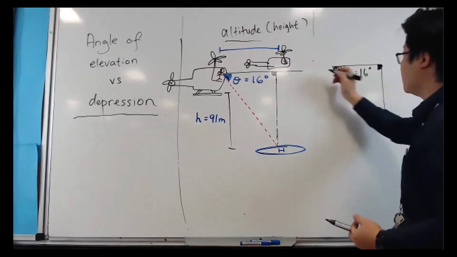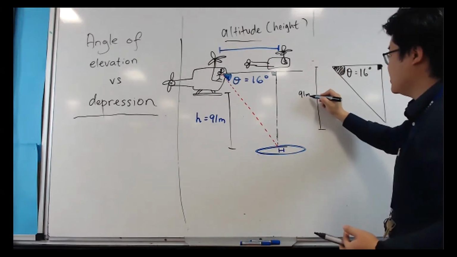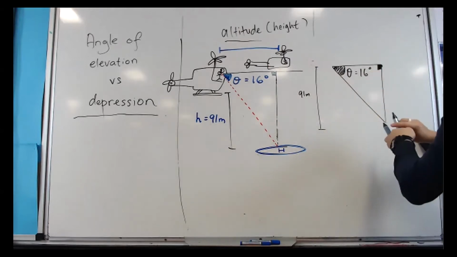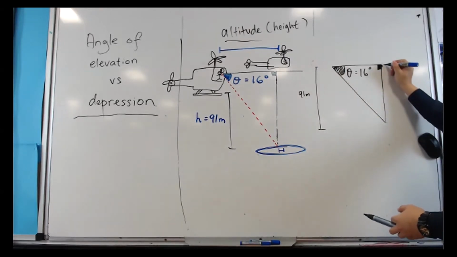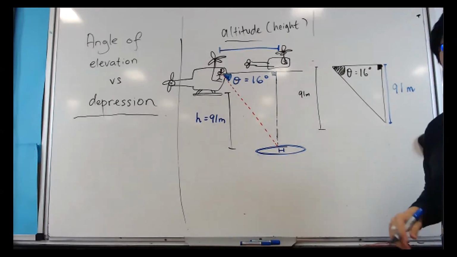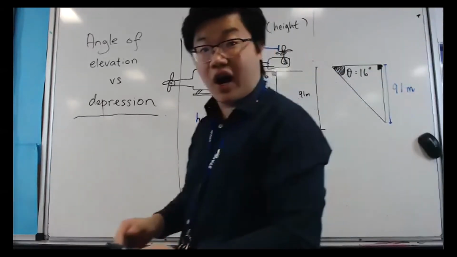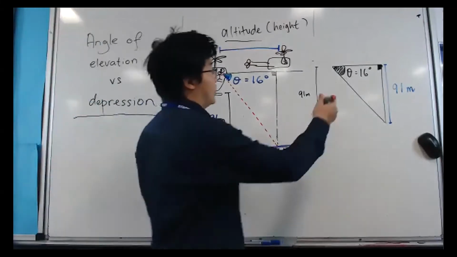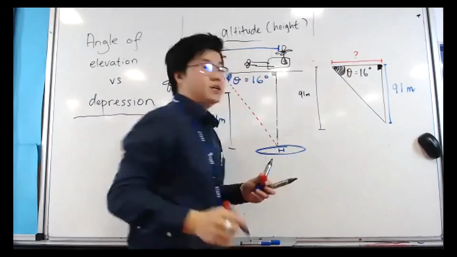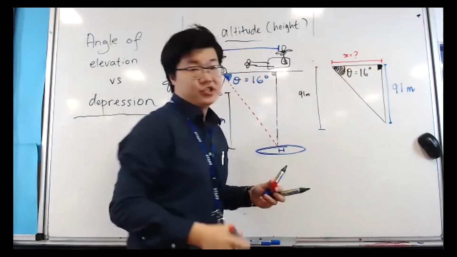So your height or your altitude is how much? 91 meters. So that means that side length, from here to here, is 91 meters. Do you agree with that? What the question wants you to find is the side length of this, isn't it? Let's give it x. So x equals I don't know how much.